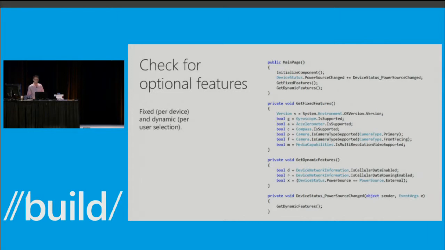And some of these are obviously fixed in the sense that you only need to check them once because they're not going to change on that device. But some of them can change dynamically, like is cellular data enabled, is data roaming enabled, is the device currently on AC power, what kind of network connection do I have? Those things can change. So for those things, you'd not only check them, but you would probably handle the events that get raised when they do change.